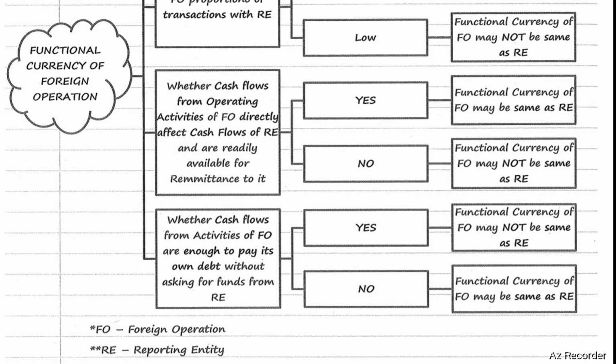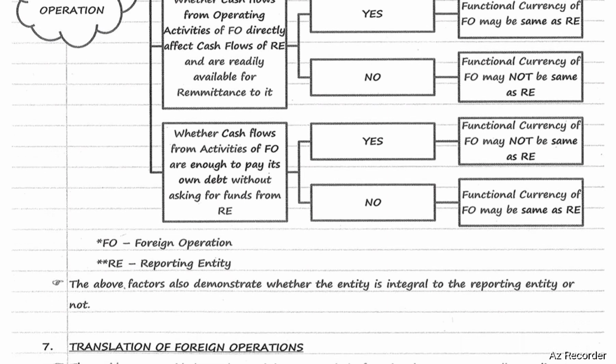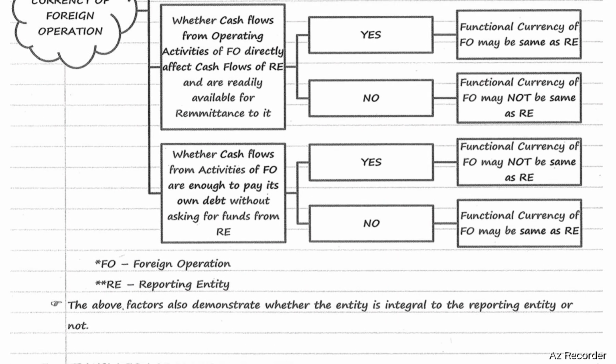Whether cash flows from activities of foreign operation are enough to pay its own debt without asking for funds from reporting entity, then functional currency of foreign operation may not be same as reporting entity. If it is no, functional currency of the foreign operation may be same as reporting entity. The above factors also demonstrate whether the entity is integral to the reporting entity or not.